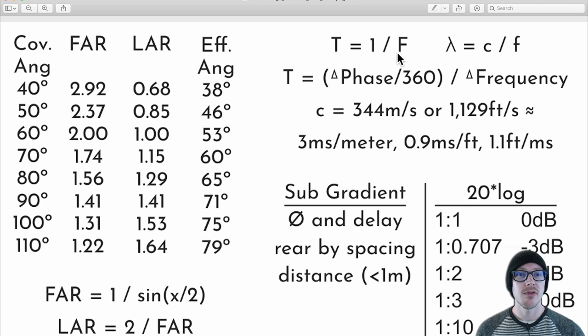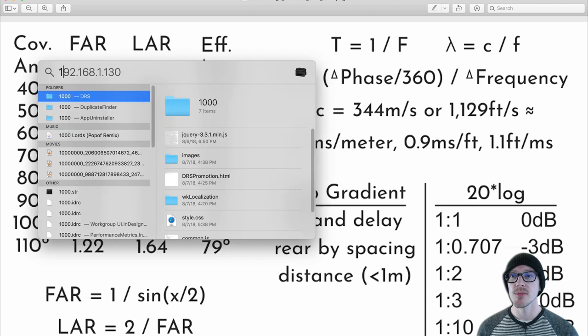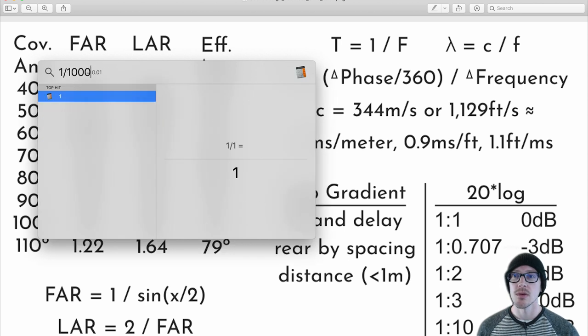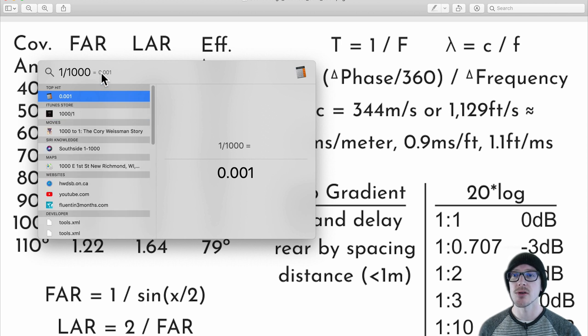Here we have time to frequency and vice versa. So 1 divided by frequency equals time. So if we wanted to find the time period of 1K, that would be 1 divided by 1000, which would be 1 millisecond. Okay, so 0.001 seconds.